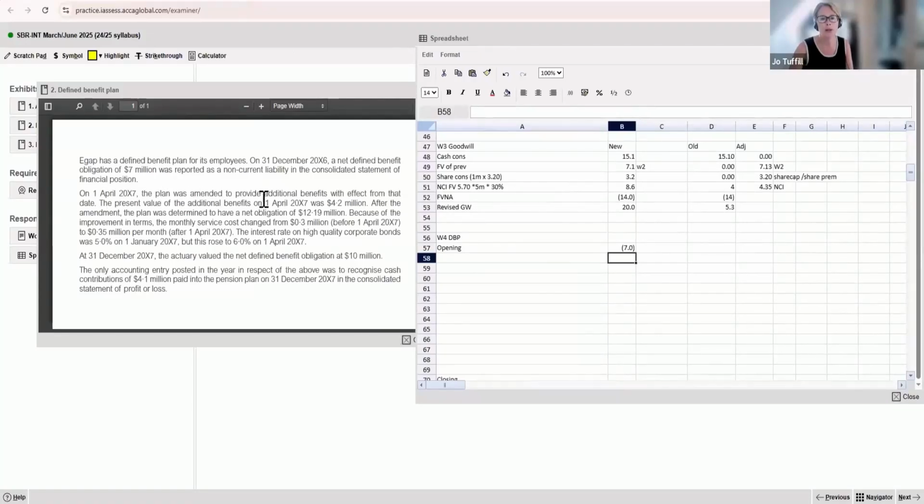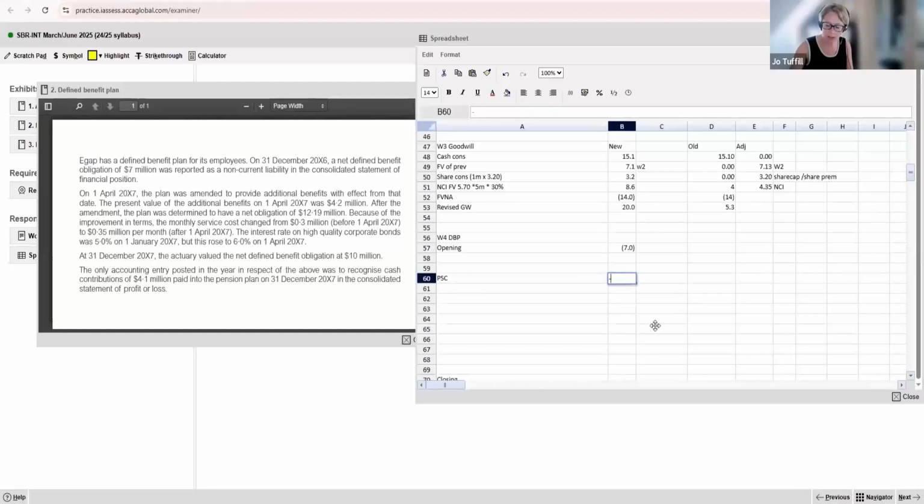Then on the 1st of April, the plan was amended with effect that the present value of additional benefits was 4.2 million. So I've got a past service cost to go in, past service cost of 4.2 million. We're just going to pop that down.